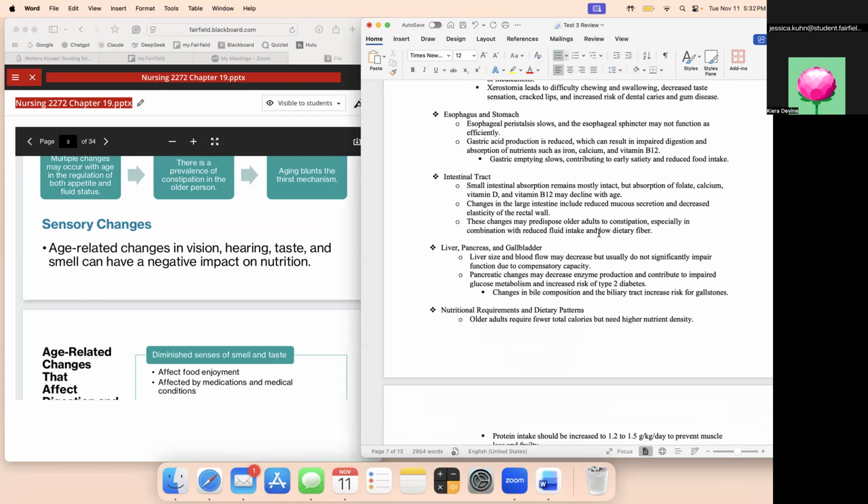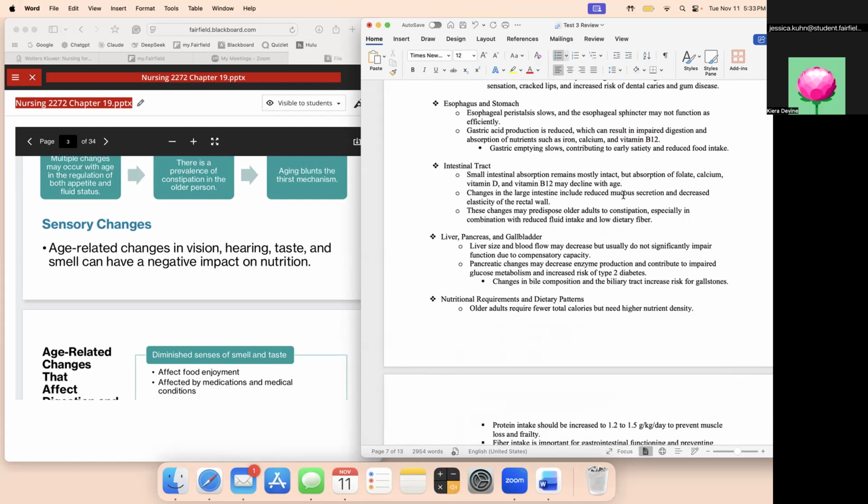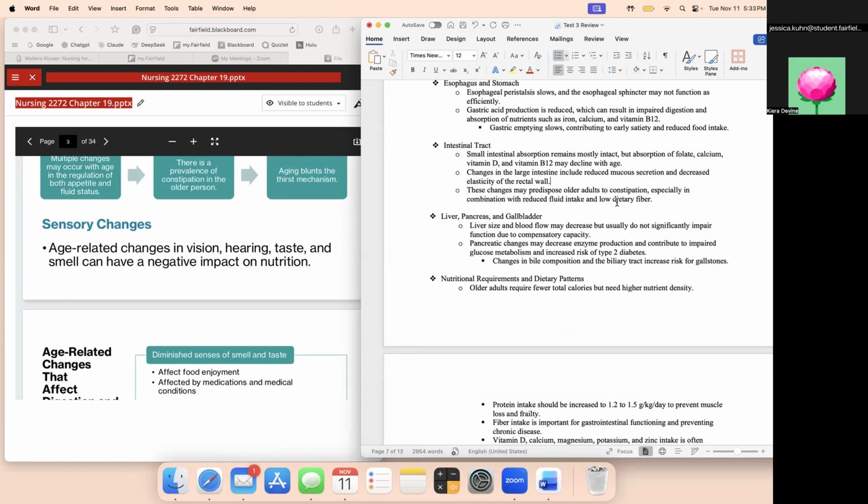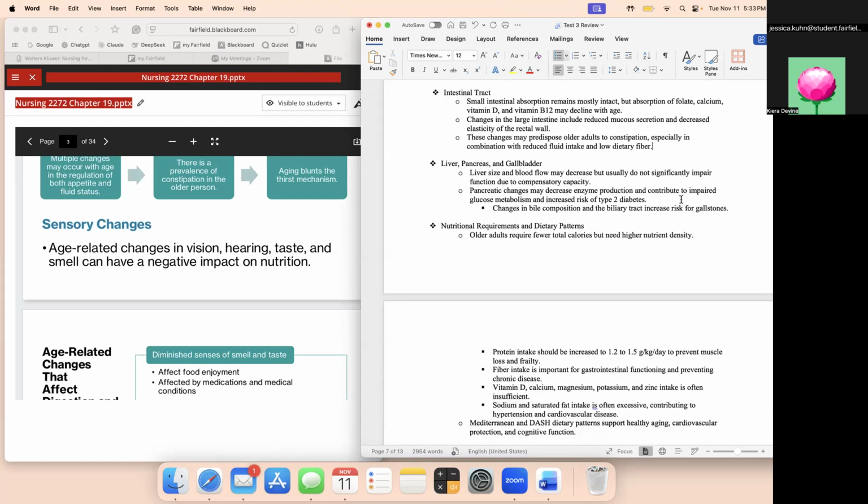In the intestinal tract, small intestine absorption remains mostly intact. But like we said in this other list, the absorption of folate, calcium, vitamin D, and vitamin B12 might decline, so you'll see those supplemented a lot. Changes in the large intestine include reduced mucosa secretion and decreased elasticity of the rectal wall. These changes predispose older adults to constipation, especially in combination with reduced fluid intake and low dietary fiber.